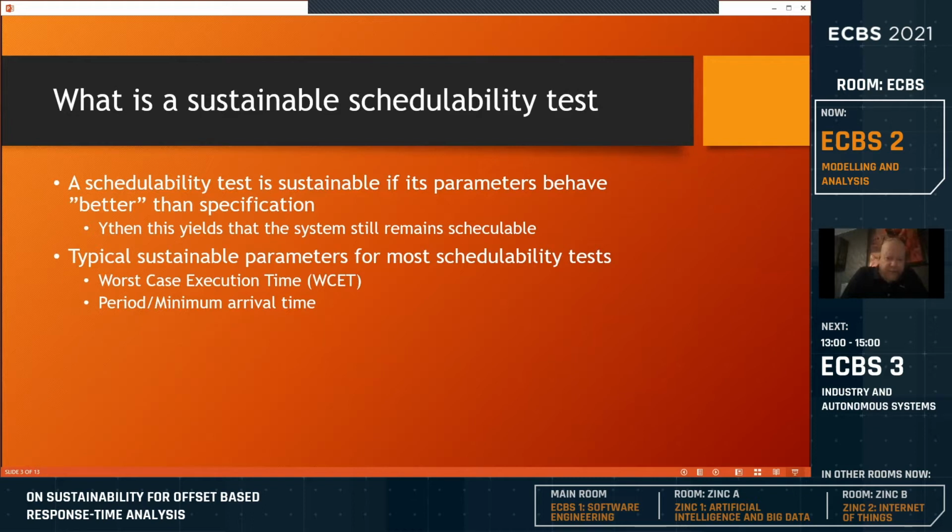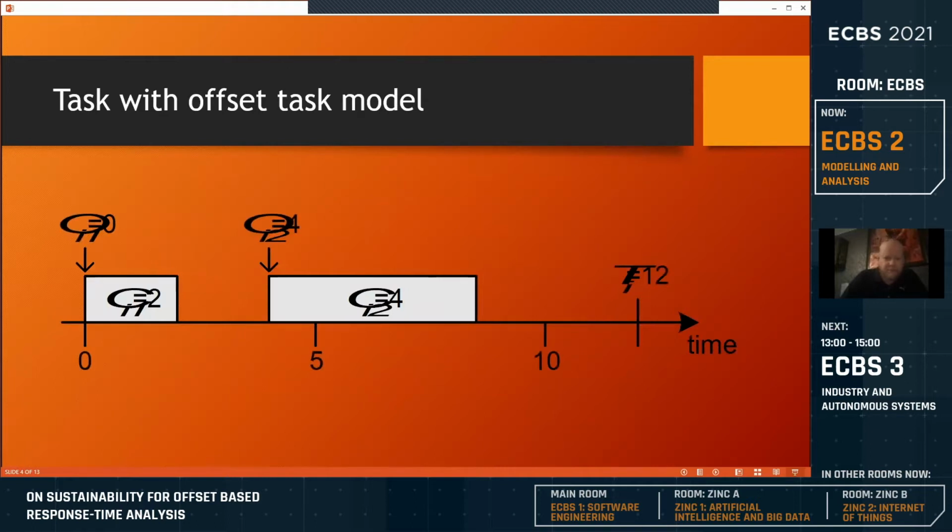So typical sustainable parameters for most schedulability tests are worst case execution time, as I mentioned, or even period or minimum interarrival time. And in that case, if the period is longer or the minimum interarrival time is longer, then the schedulability test is still valid, thus sustainable. This looks a little strange, but never mind.